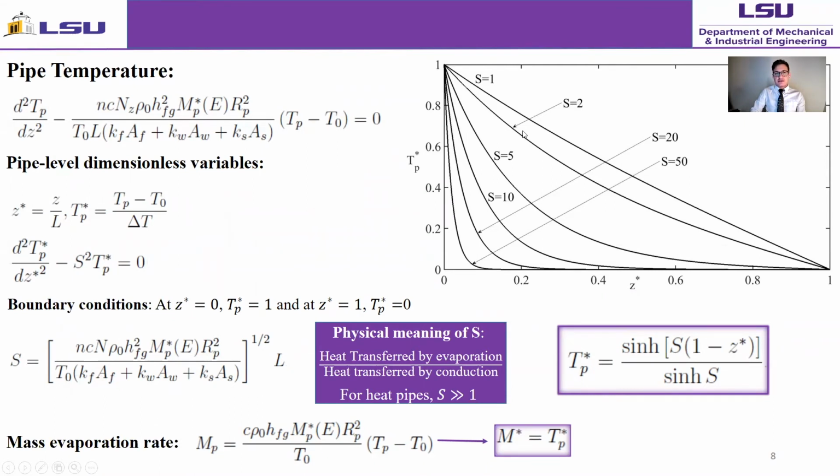The pipe temperature plot demonstrates that for small S, heat is mainly transferred by conduction, and as S increases, evaporation dominates, and the temperature drops rapidly within a boundary layer of order 1 over S near the hot end. We can also solve for the mass evaporation rate. After dropping the vapor pressure from the mass evaporation rate equation, it simply equals the pipe temperature.